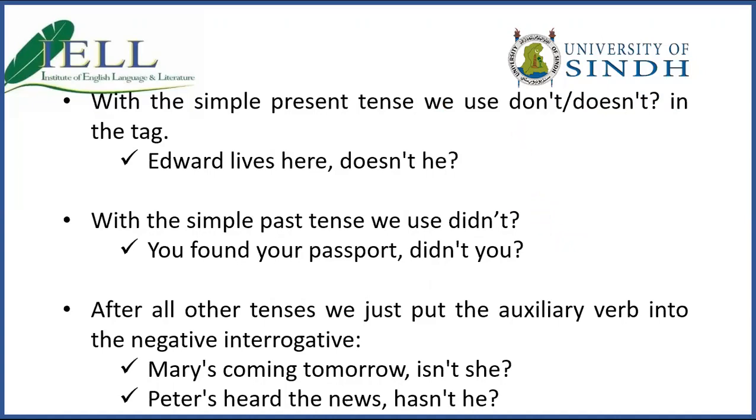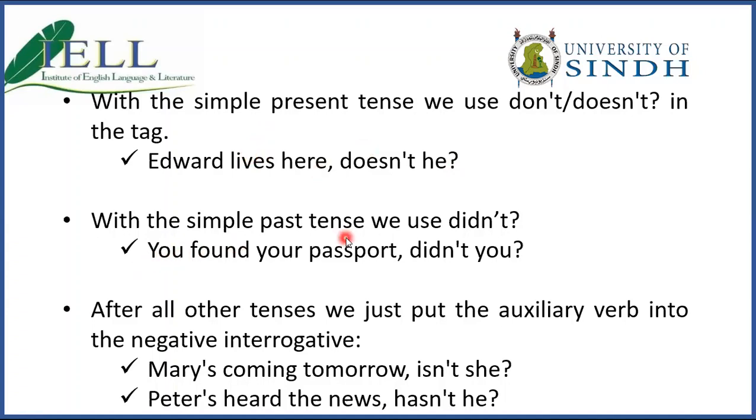Okay, so here are a few rules for different tenses. Let's practice them a little bit. Okay, with the simple present tense, we use don't or doesn't in the tag. So we know the helping verb for simple present is do or does. Okay, so that's how it would go here. Edward lives here, doesn't he? Or they live here, do they? Okay, so something like that. So the same helping verb would go in the tag as well.